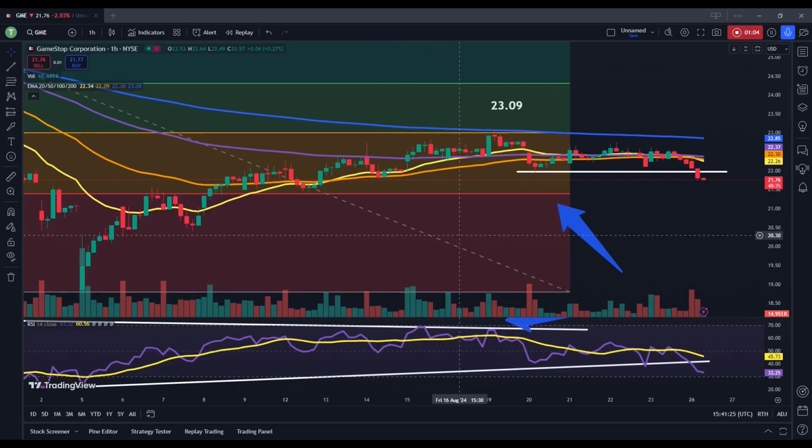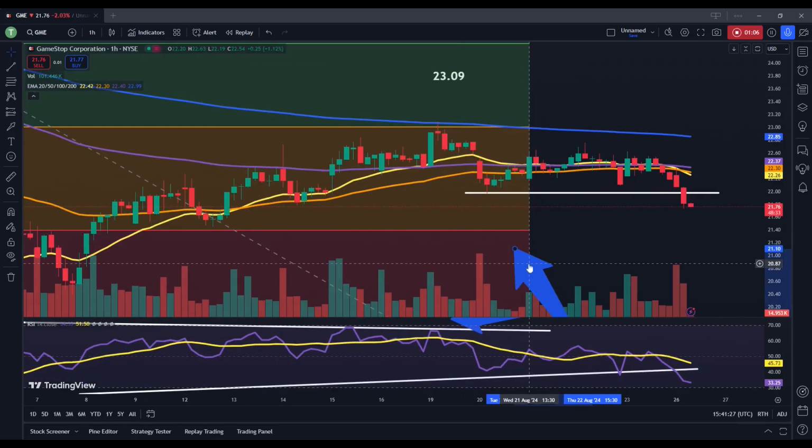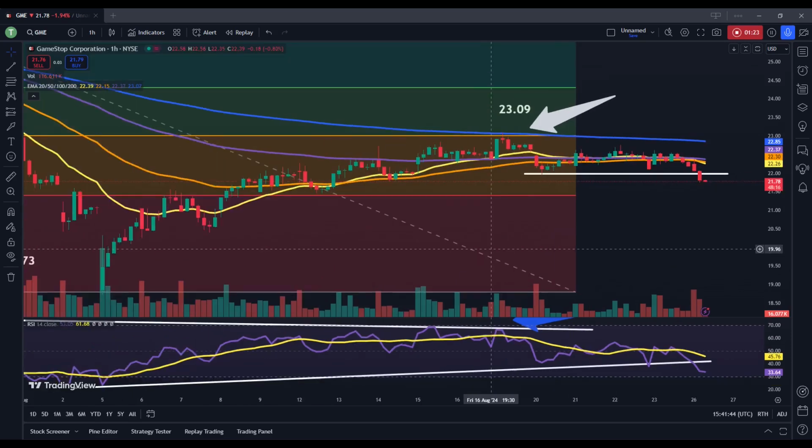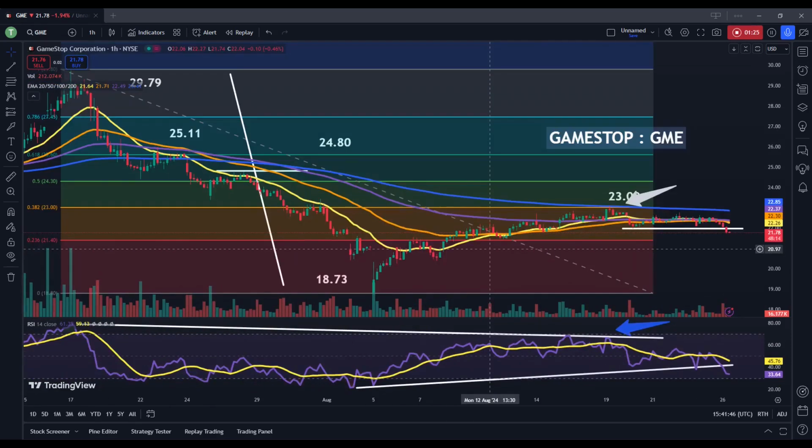So this is quite significant for a few different reasons. One comes from the fact that we have now validated this prior resistance zone that I have mentioned in prior videos. Essentially, this is the 23.09 level, which was the price high that was posted during the August 19 trading session. And the reason that I was pointing to this comes from two different factors.